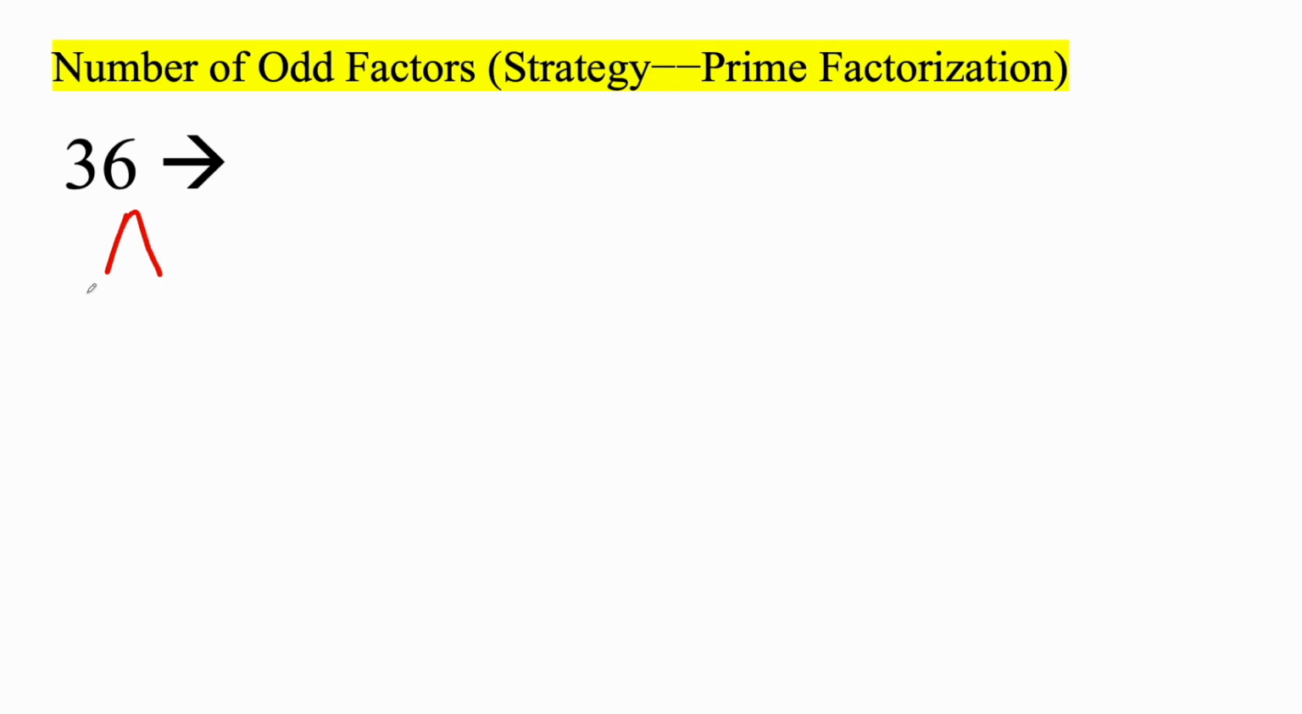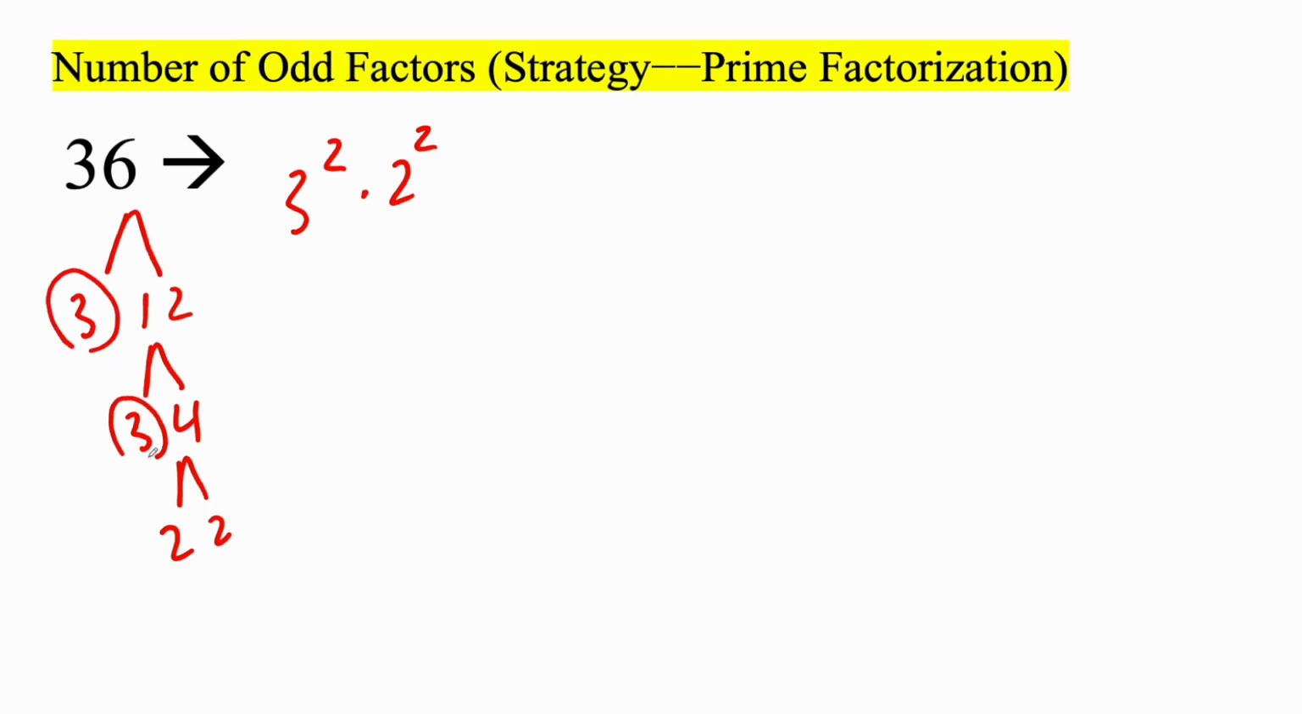So first, let's do a factor tree. To get 36, it's going to be 3 times 12. To get 12, it's going to be 3 and 4. And 4, it's going to be 2 and 2. And so we could say we have 3 squared times 2 squared because we have two 3s and two 2s.